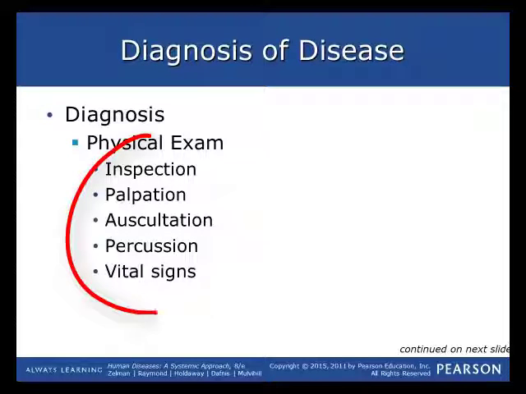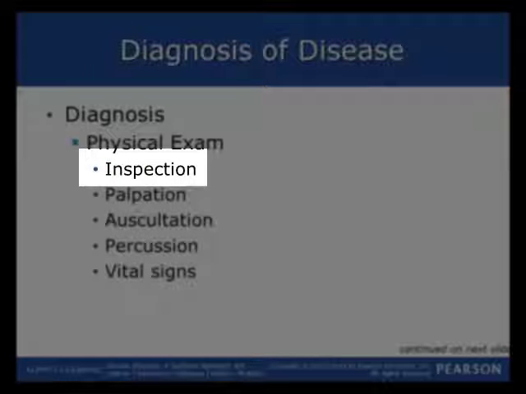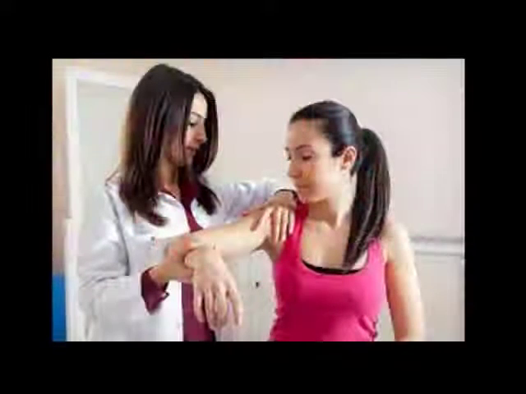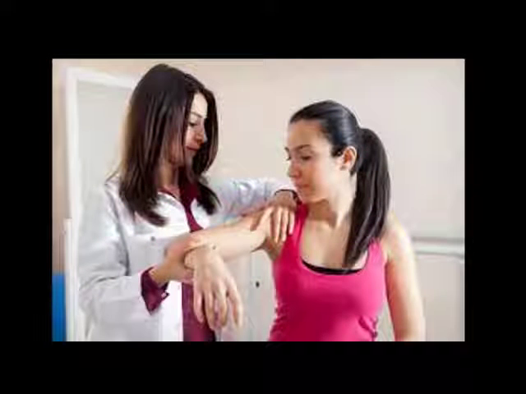It includes a number of procedures. The list there is the things that we do as healthcare providers as part of the physical exam. The first thing we do is inspection, right? We look. Inspection is just looking. So we look for abnormalities, we look for deformities, we look for rashes, anything that we can see, that's part of inspection. Palpation involves feeling. We actually feel with our hands.